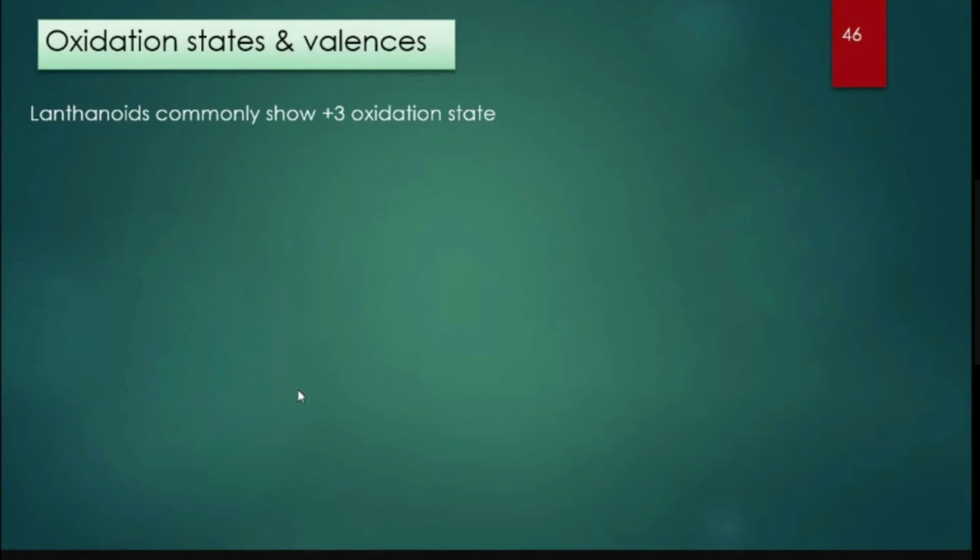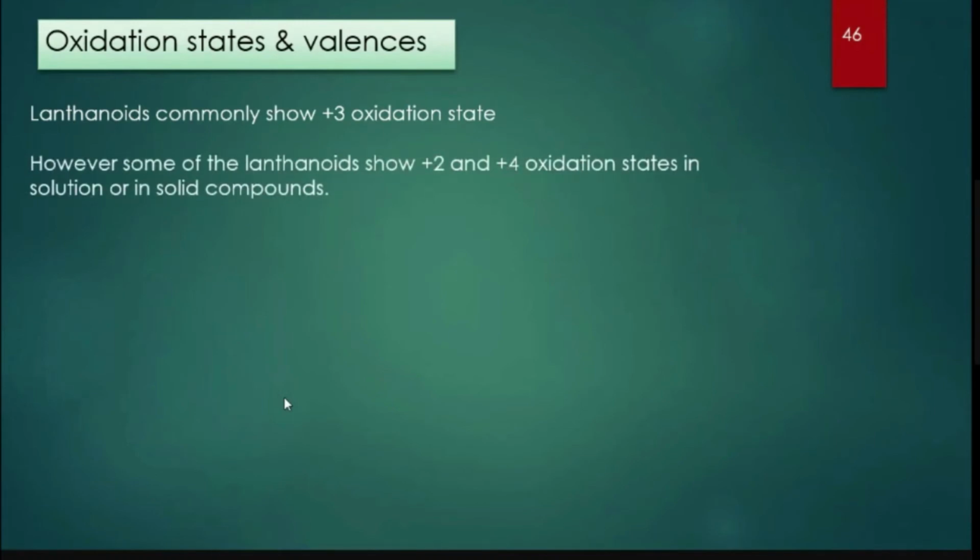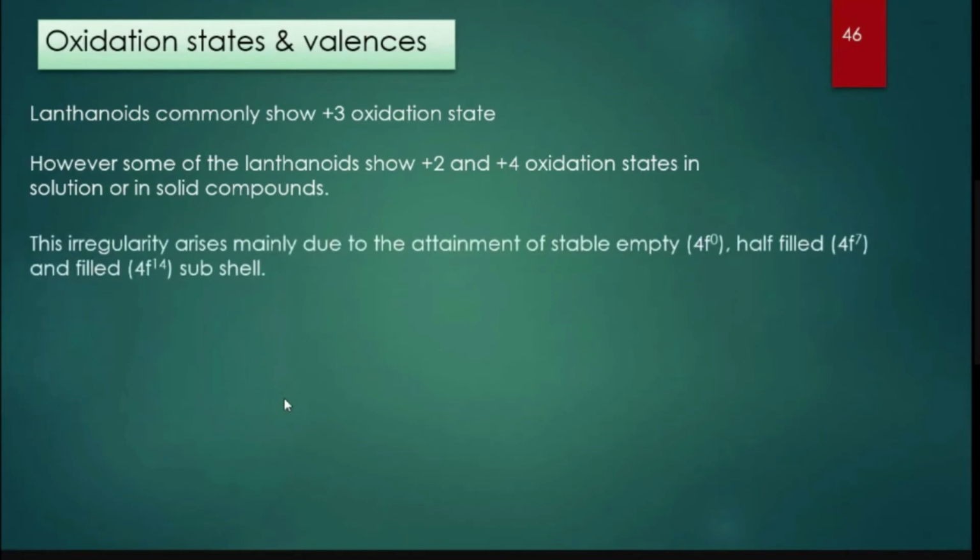Next topic is oxidation states and valencies. All the 14 elements in the lanthanide series commonly show +3 oxidation state. However, some of the lanthanides are capable of showing +2 and +4 oxidation states, either in solution or in solid compound states. Then why does this irregularity arise? When they can show the common oxidation state of +3, why are only some of them capable of showing +2 and +4 oxidation states?